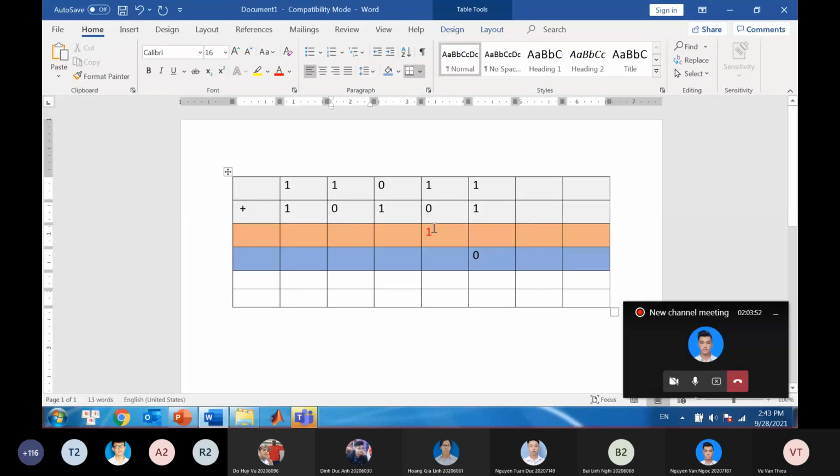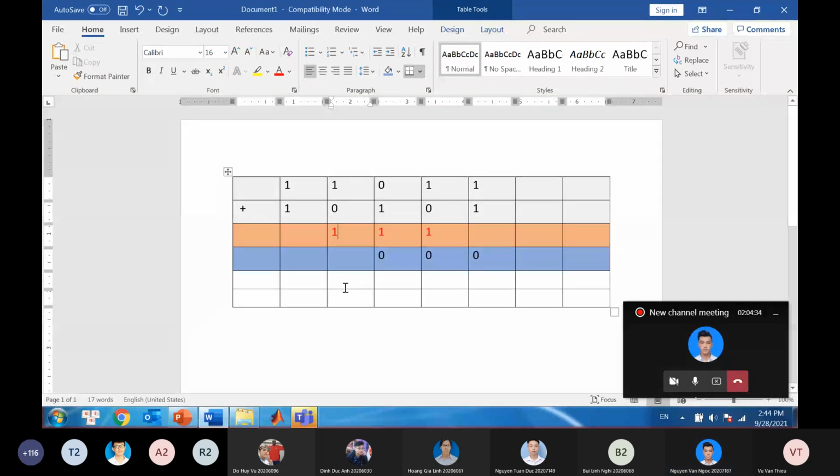1 plus 0 equal to 1, and then 1 plus 1 equal to 0, and remember 1 here, right? Okay, so 1 plus 0 equal to 1, and 1 plus 1 equal to 0, and remember 1 here. 0 here, plus 1 equal to 1, and 1 plus 1 here again equal to 0, and 1 here, right?